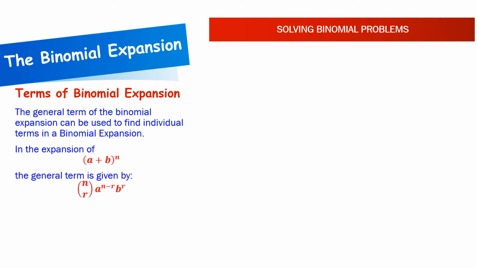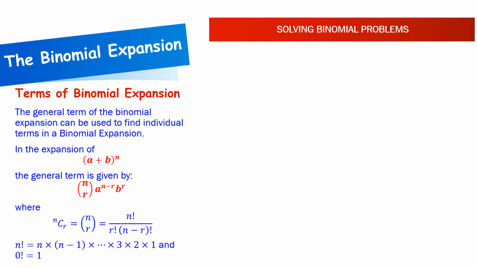In the expansion of (a + b)^n, the general term is given by n choose r times a to the power n minus r times b to the power r. And here we have n choose r is equal to n factorial over r factorial times (n minus r) factorial. Recall that n factorial is equal to n times (n minus 1) times all the way down to times 3 times 2 times 1, and 0 factorial is equal to 1.